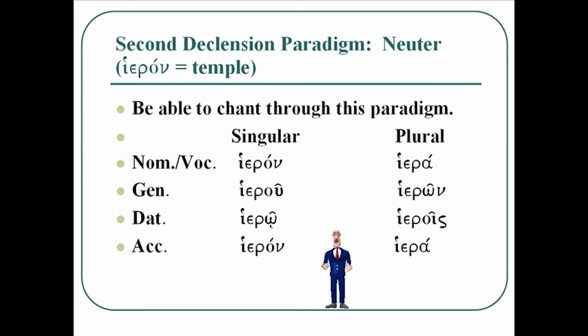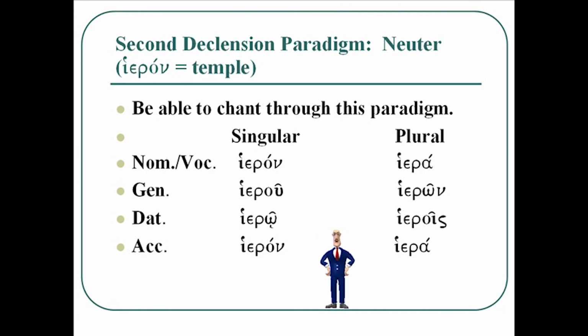You'll notice that the nominative and the accusative on the neuter are exactly the same, and the context will have to distinguish these forms. So the nominative and the accusative in the neuter for both the singular and the plural are exactly the same forms. Notice also that the genitive and dative endings are exactly the same for the neuter as they are for logos, the masculine. So the chant is hieron, hierou, hierō, hieron, hiera, hierōn, hierois, hiera.